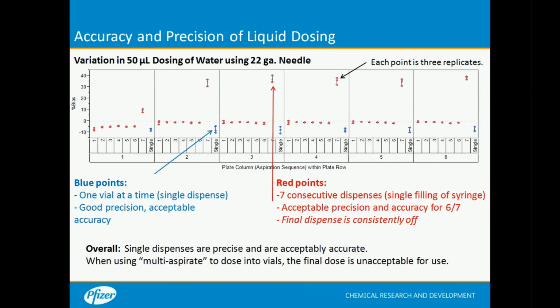So the blue points here represent one vial at a time dosing. The syringe pulls 50 microliters, doses 50 microliters, washes, and then goes to the next vial. And what you'll see here is that the precision is very reasonable and the accuracy is acceptable. It's less than 10% bias all the time, and it's very reproducible. The challenge with single dosing is that it can be slow because you're washing after every dose.